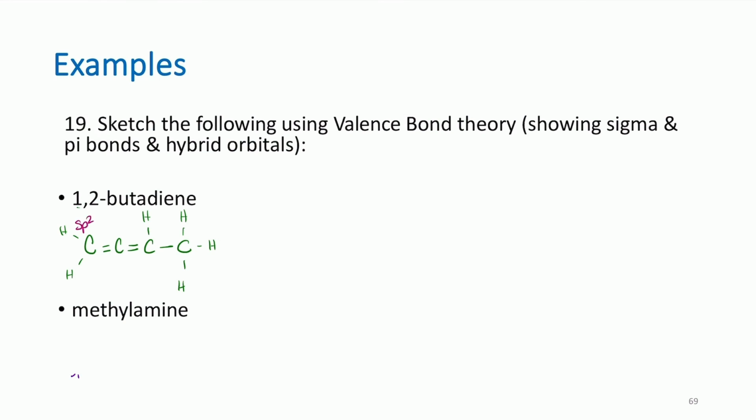This is sp2, sp, sp2, and sp3. So the first carbon is sp2, which means trigonal planar. I'm going to draw my carbons in first, and my hydrogens in second. This carbon is sp, which means it's hybridized in a linear fashion. My next carbon is sp2 as well, so trigonal planar. And my last carbon is sp3, which means it's tetrahedral.